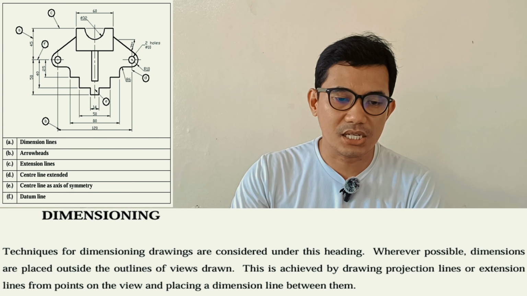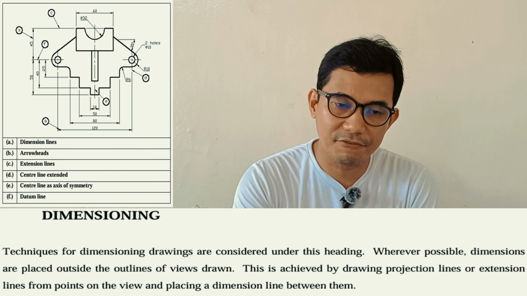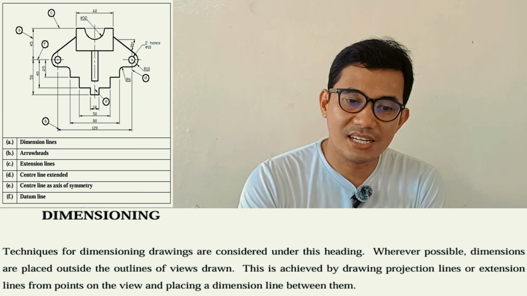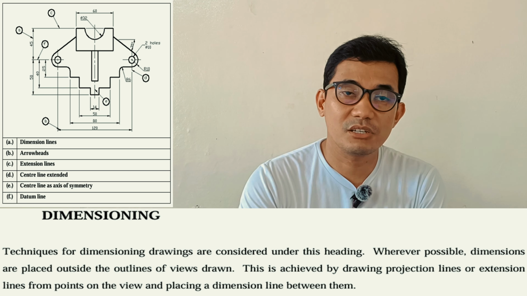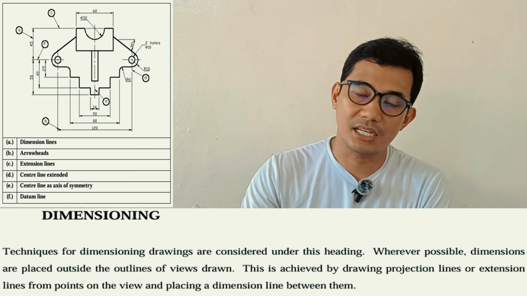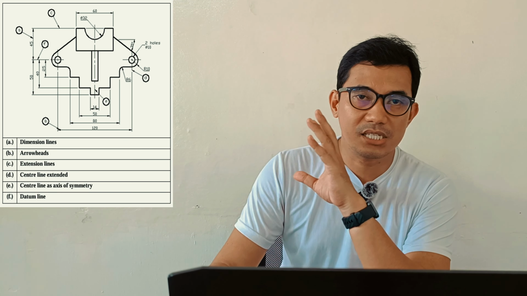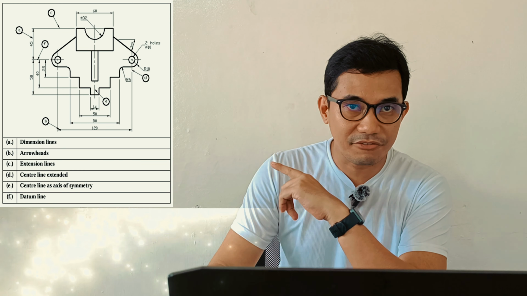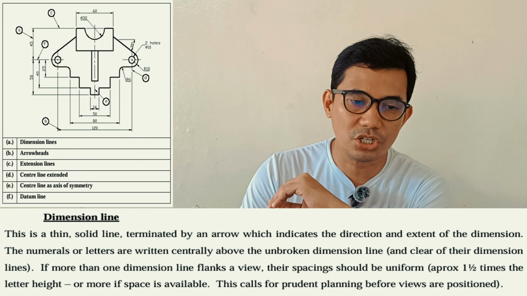Now let's try to discuss this A, B, C, D, E, F. We have dimension lines, arrowheads, extension lines, center line, center line as axis of symmetry, and the last one is the datum line. As you can see sa atong figure, you have letters A, B, C, D, E, F. Okay, first, letter A, the dimension line.